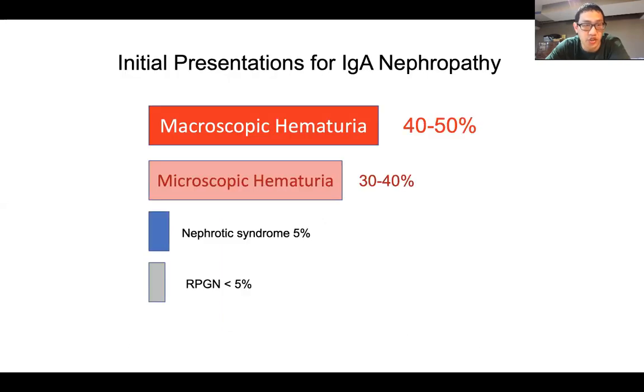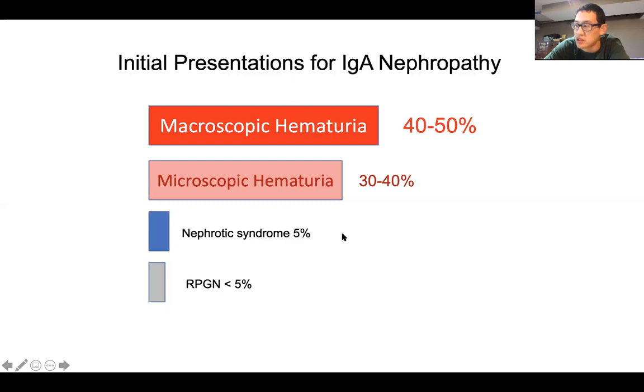The initial clinical presentation is often macroscopic hematuria. The patient will notice gross hematuria. Often it's found incidentally, for example at routine physical screenings, life insurance screenings, or military screenings, where they dip your urine and notice microscopic hematuria. It can present as nephrotic syndrome or as a rapidly progressive GN, but those are uncommon.